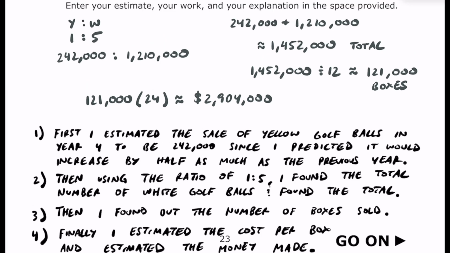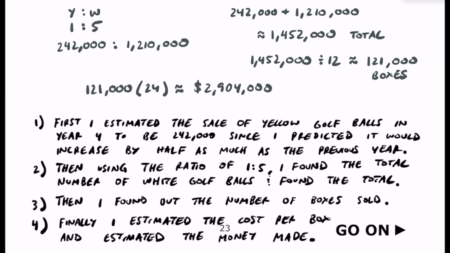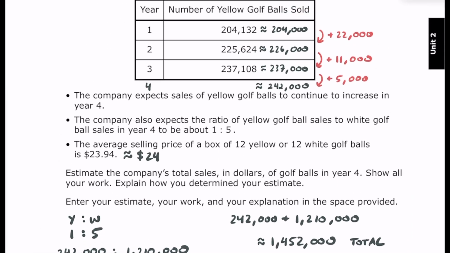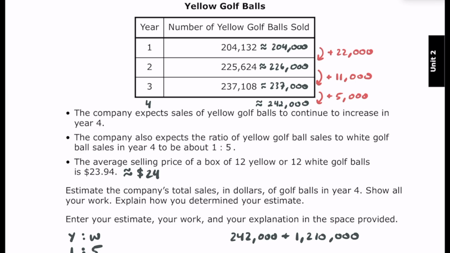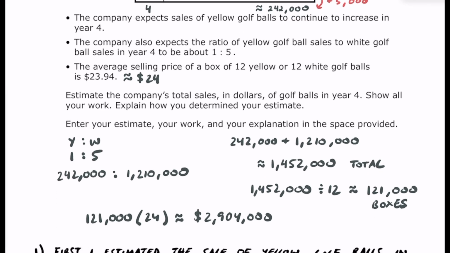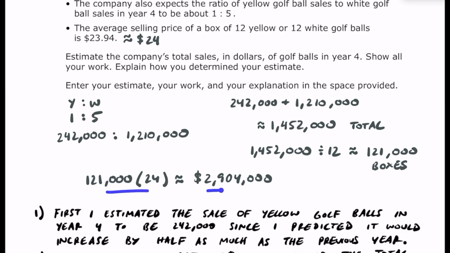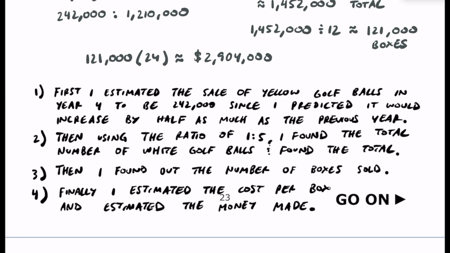If you included all these different types of things as part of your answer, you would get full points for this open-ended question, but you have to be pretty thorough here and make sure you do mention how you did some estimating. You have to mention your reasoning as to why you came up with this 242,000 here. You also have to make sure we use the ratio of 1 to 5 to figure out the number of total golf balls, and demonstrate how we added these pieces up to get this total. You want to talk about how we found out the number of boxes, and then we also definitely want to talk about how to figure out the total amount of money, or the total sales in dollars, that they actually made in that year 4. So this would be a very thorough answer, and this would earn you full points on an open-ended question like this.